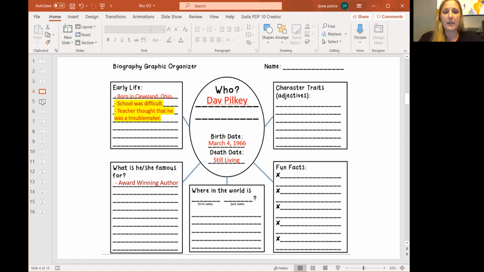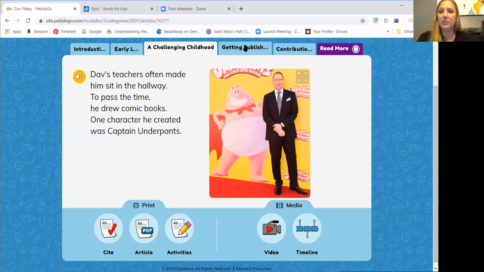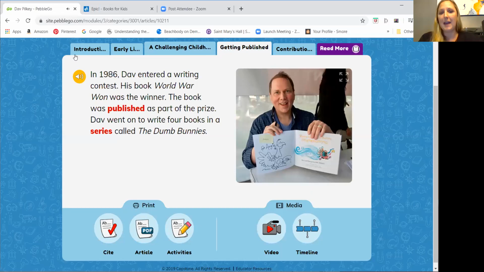And so it goes on to talk about in his childhood, his troubled childhood, that by sitting in the hallway, he would draw comics. And that's kind of how he started writing. So we can add that to his early life as well. The next tab we have is Getting Published. Again, the tabs at the top will all look a little different based on who you're researching. But this page does go on to give me some more information that I can add to my graphic organizer.